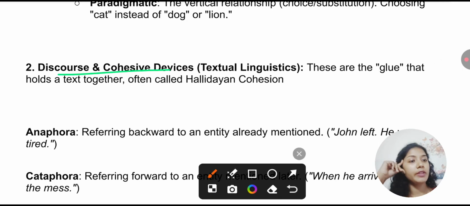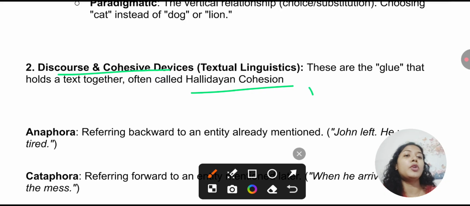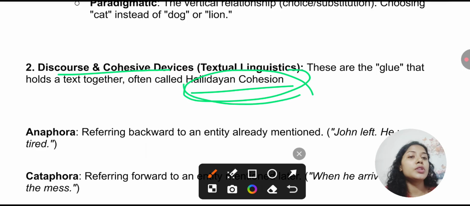Discourse and cohesive devices, which is also called Hallidian cohesion. Very, very important. It has already been asked. So discourse and cohesive devices, also called Hallidian cohesion, are the glue that holds a text together.